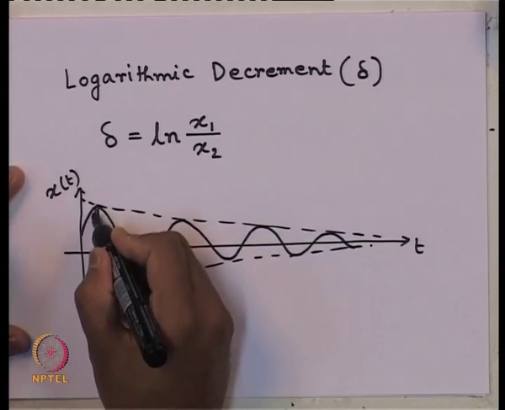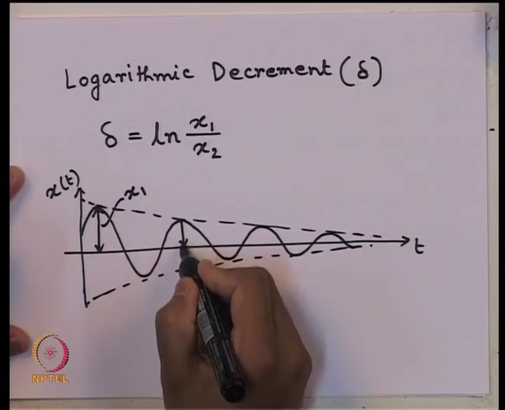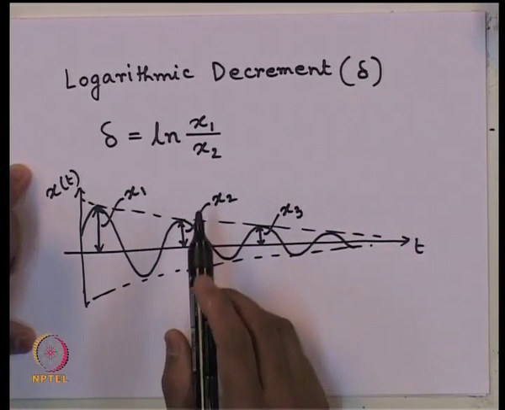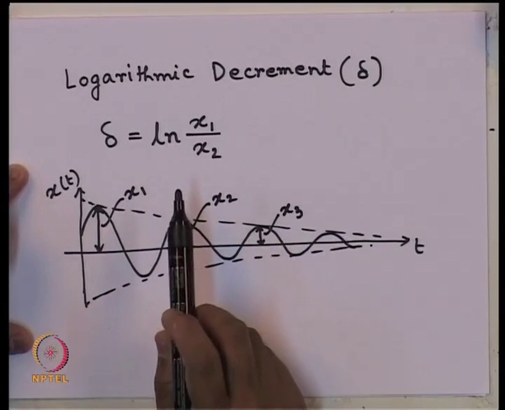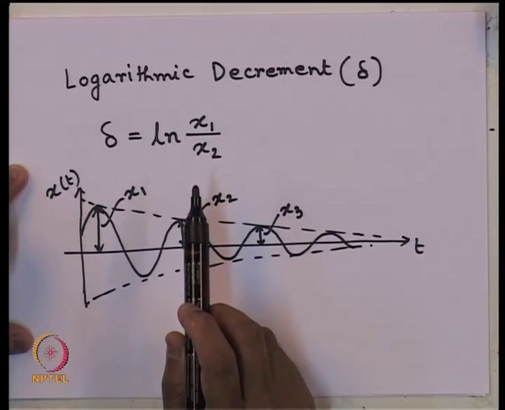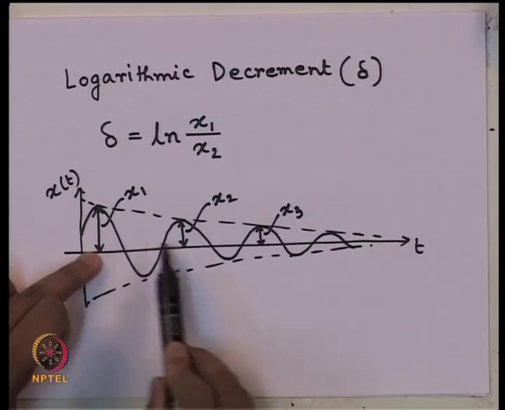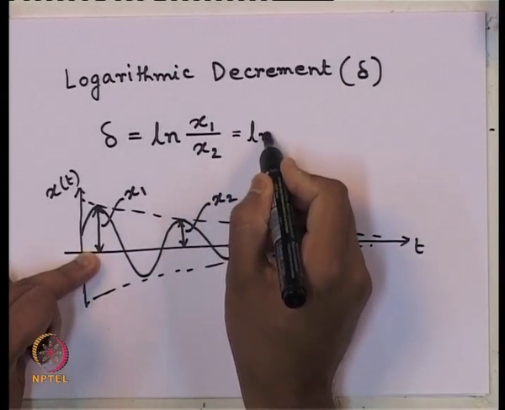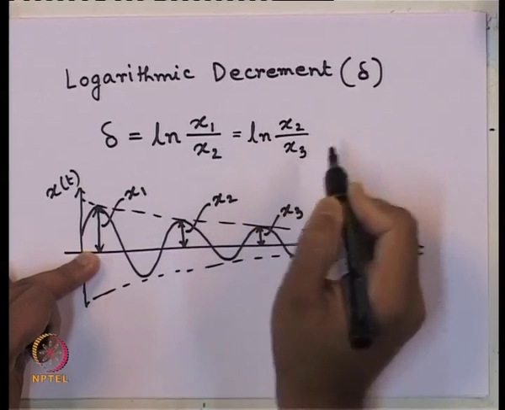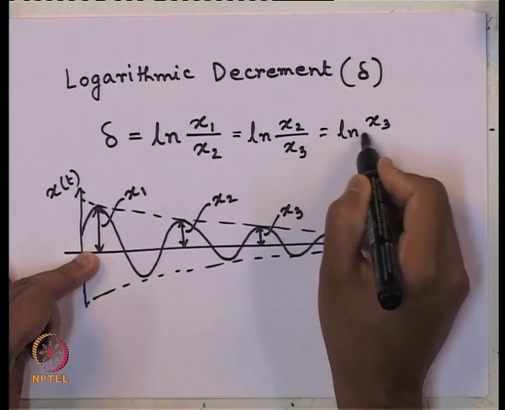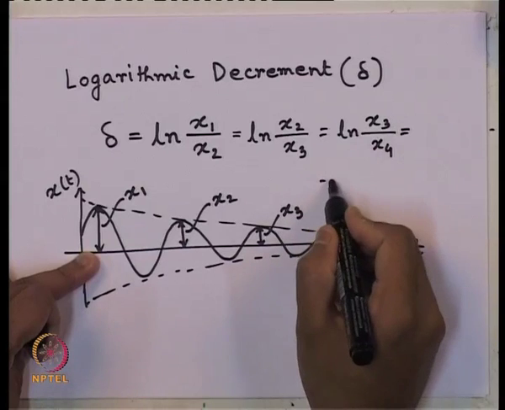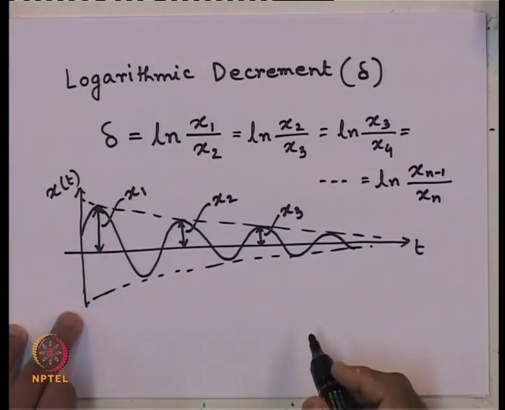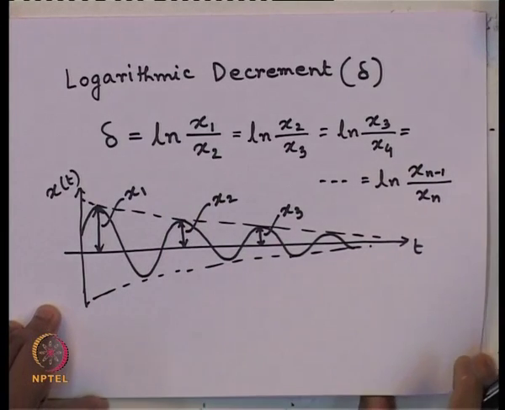so this is say x1, this one is x2, this one x3. So, as the definition says, the decay of motion or the logarithmic decrement is the measure of the decay of successive maximum amplitude. Successive means one after another. So, it can be natural log of x1 by x2 or natural log of x2 by x3 or natural log of x3 by x4. It can be written as natural log of the (n minus 1)th to the nth in the cycle. That is how the logarithmic decrement is expressed.